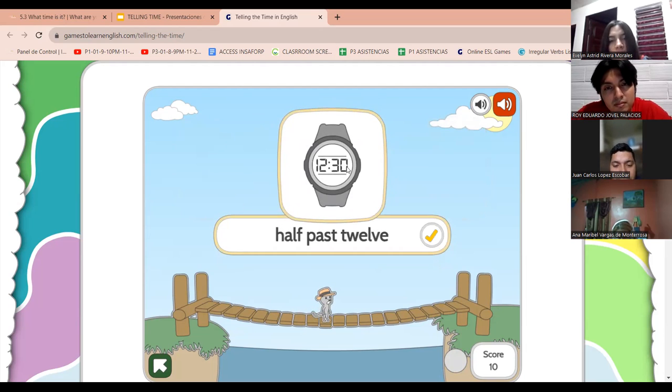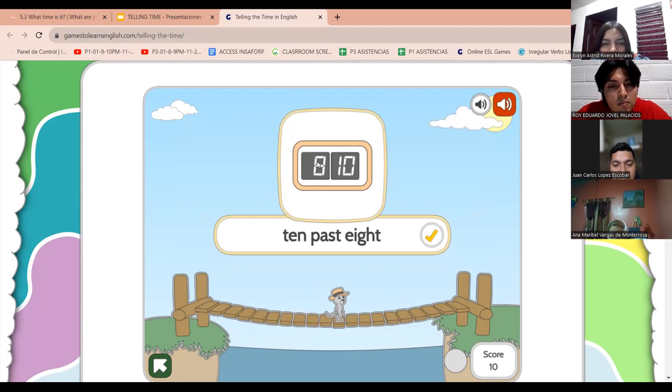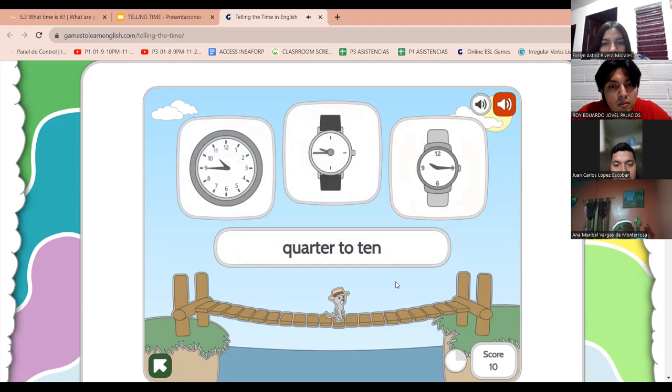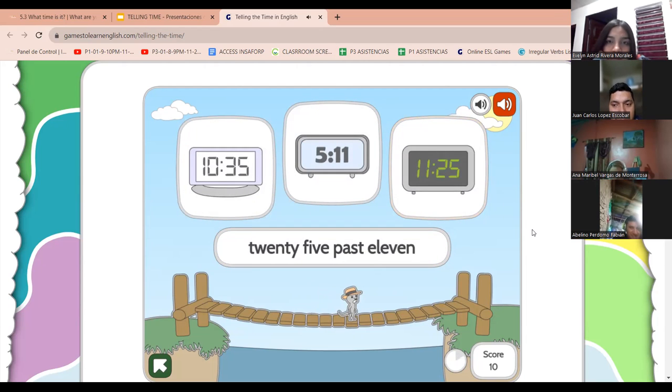Number two. Okay, good. It's 10 past 8. 10 past 8? Option number two. Number two. Okay. Good. It's now quarter to 10. Quarter to 10? Option one. Option two. On the left. Good. It's 25 past 11. 25 past 11? Number three.